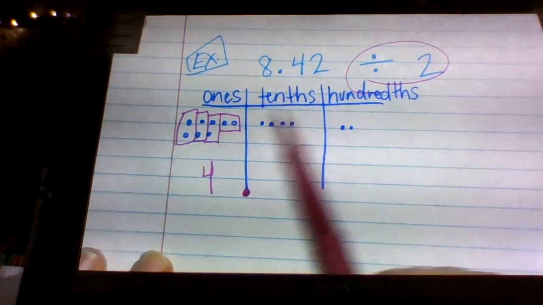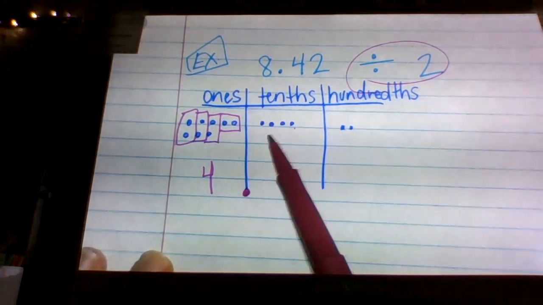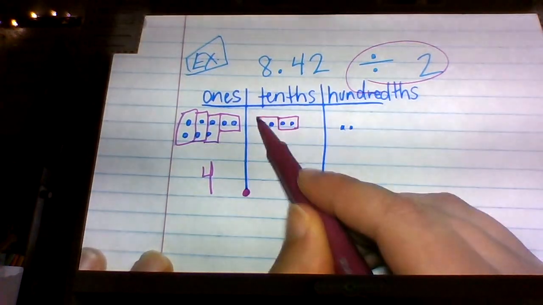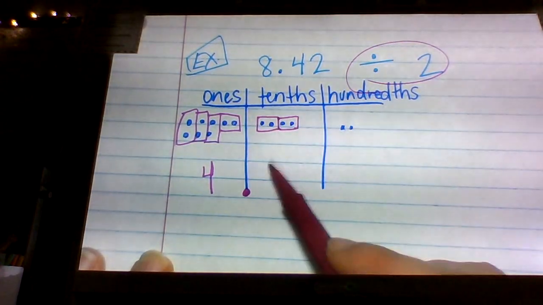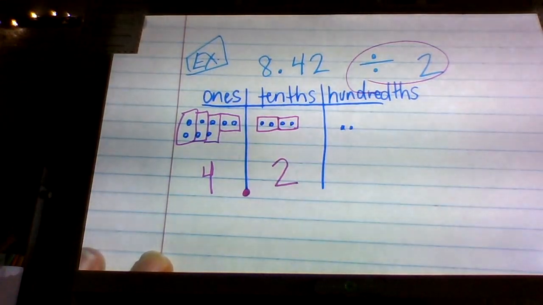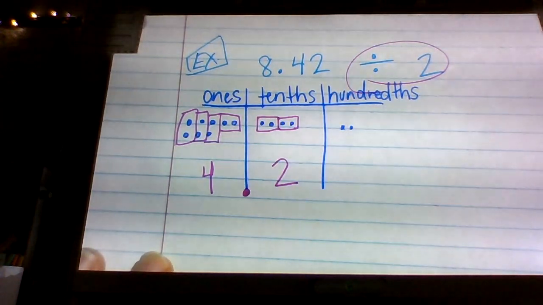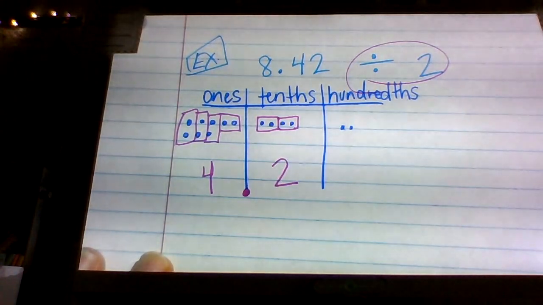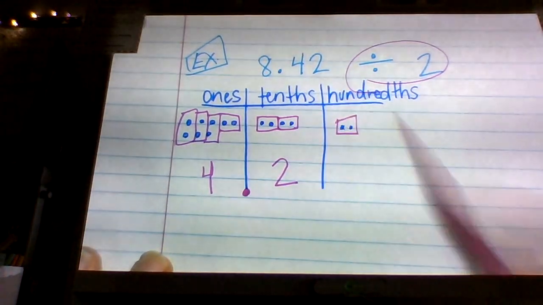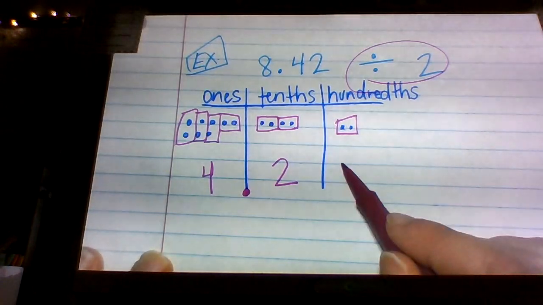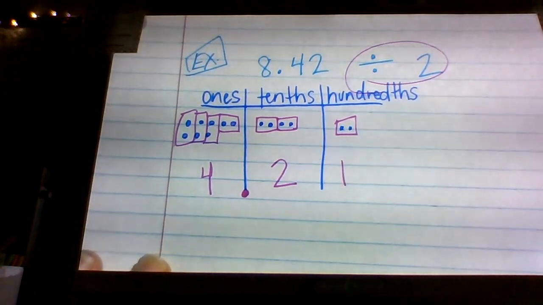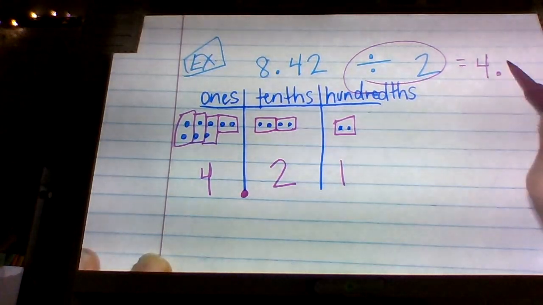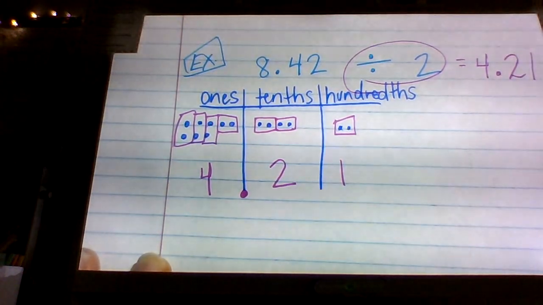There are 4 tenths. Again, I'll make groups of 2. Here's a group of 2. Here's a group of 2. I have 2 groups of 2 in the tenths place. There's no tenths left over, so let's move to the hundredths place. Look, easy peasy lemon squeezy. There is 1 group of 2. So here, parents and students, my answer is 4 and 21 hundredths.